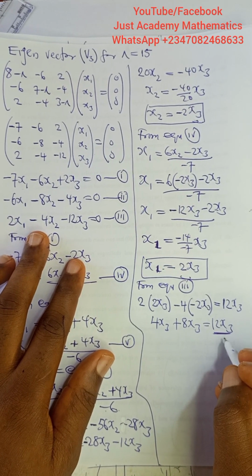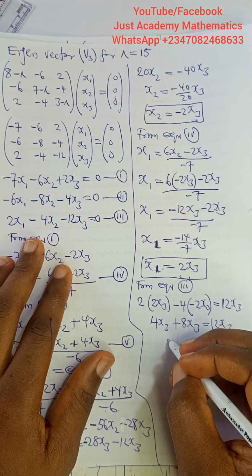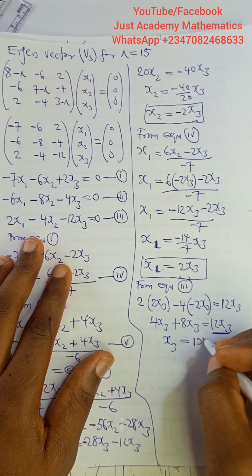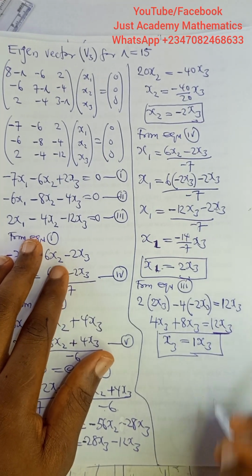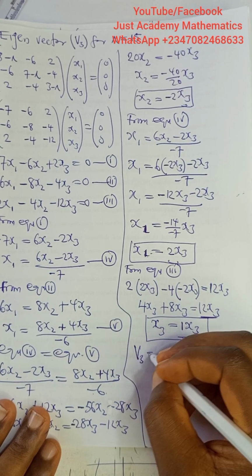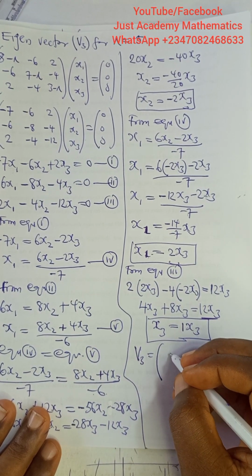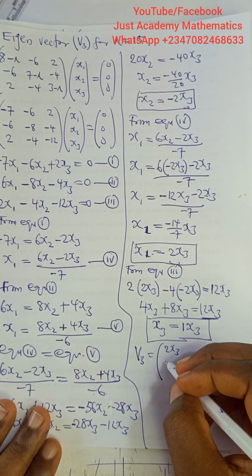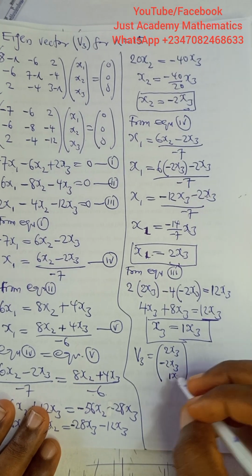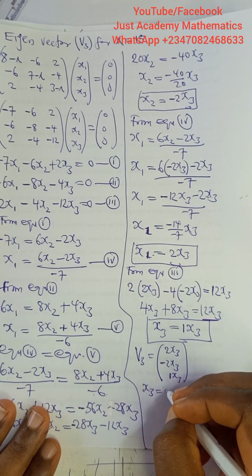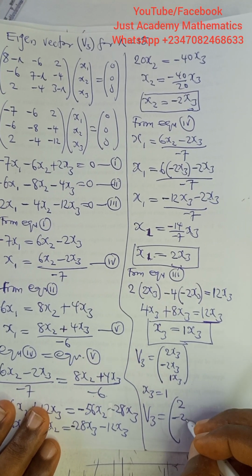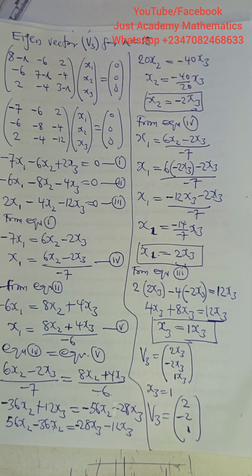Remember, this is the one we're interested in. So if we divide both sides now, we'll get that x3 is equal to 1x3 in terms of x3. So we conclude again that V3, which is x1, is 2x3. x2 is minus 2x3. x3 is 1x3. So if x3 is equal to 1, then V3, the vector, is 2, minus 2 and 1. So that is it.